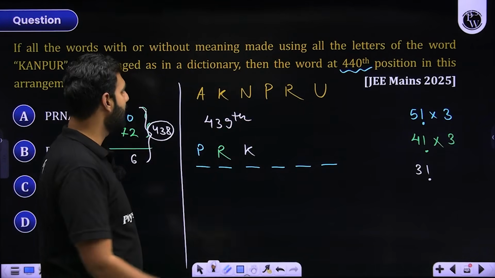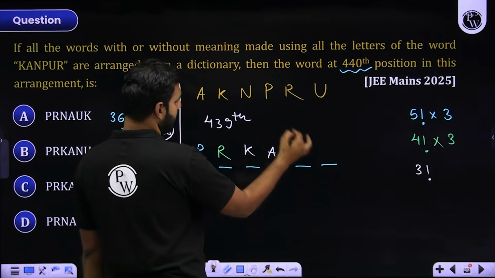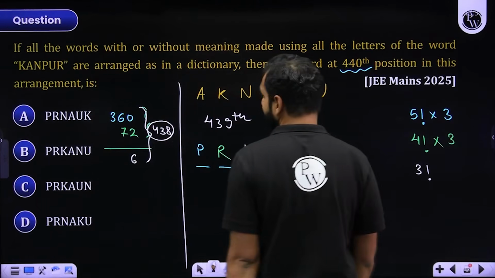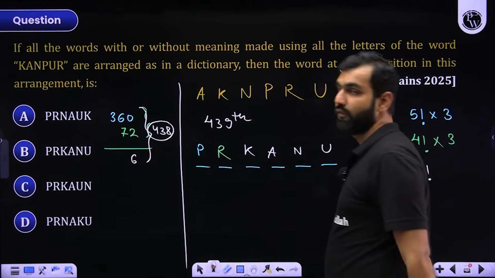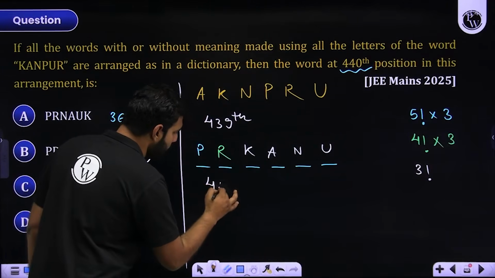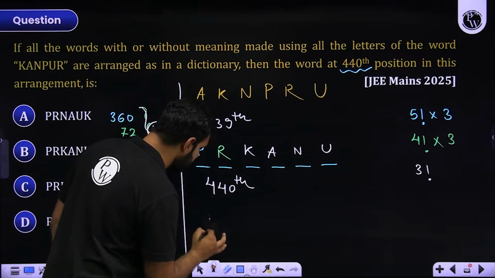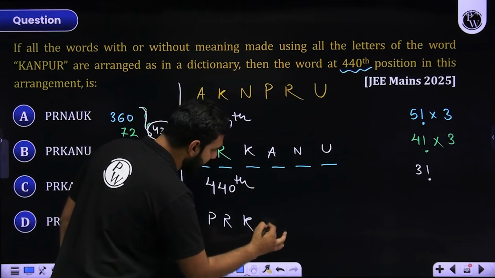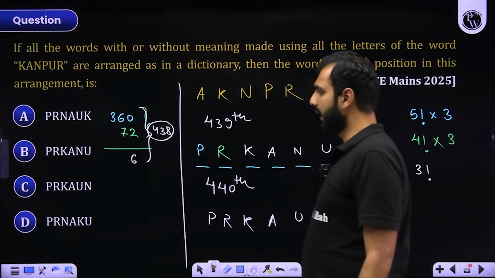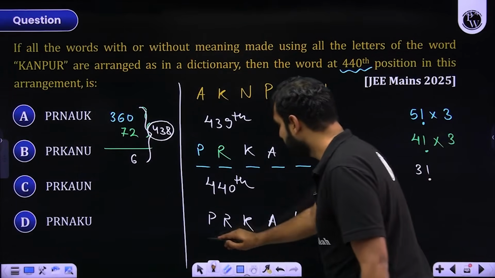So if I'm writing the 439th word, what would that be? PRK is fixed. And after K, if I again begin with A, then after K, I'll have N, then P is used, R is used, then U is used. So PRKANU will be the 439th word. So PRKANU will not be the answer because it is the 439th word. If you are interested in the 440th word, you are left with only option C. Even if you don't agree with me, PRKA is fixed. You can swap this, so it will be UN. So PRKAUN, that will be your option C. PRKAUN will be the 440th word.